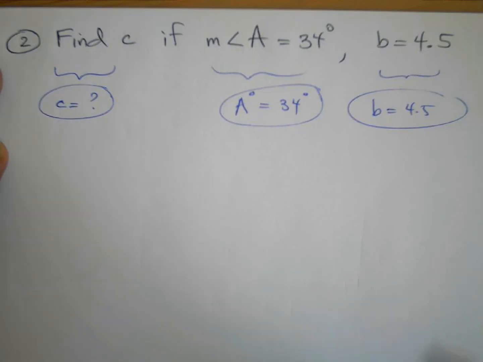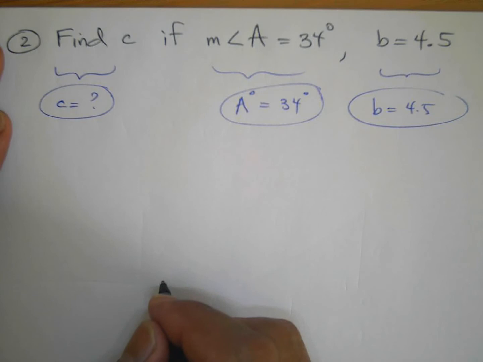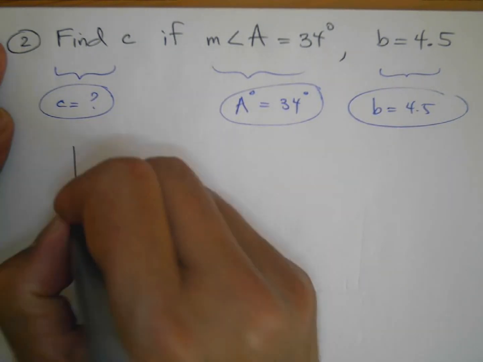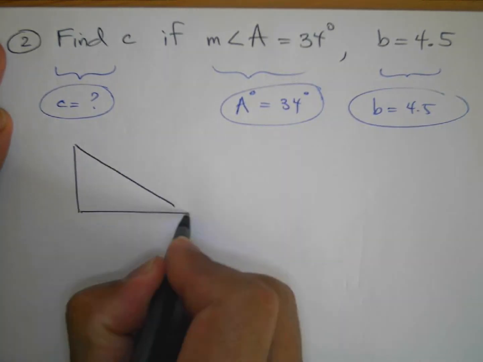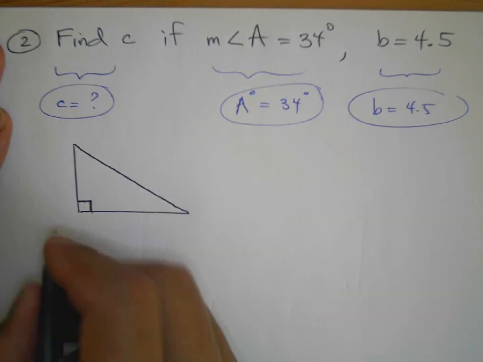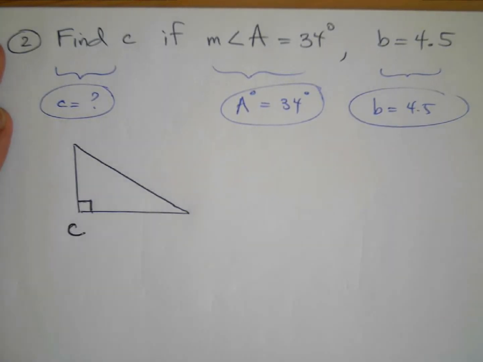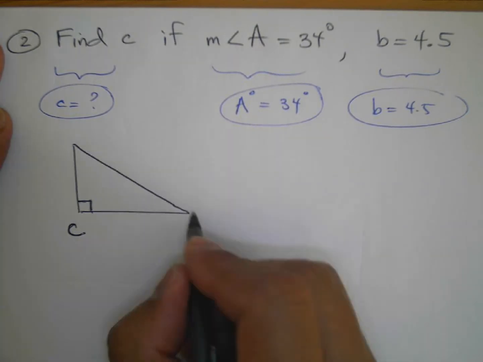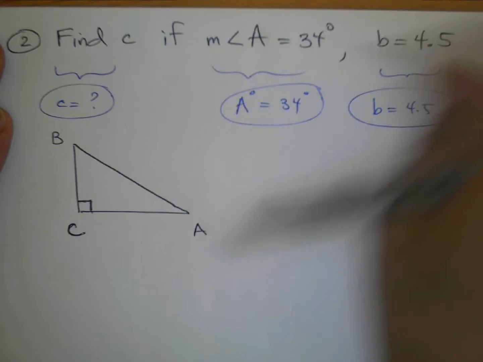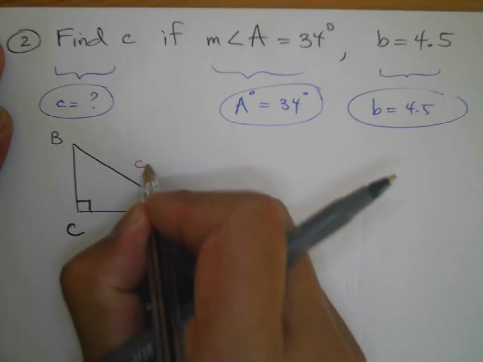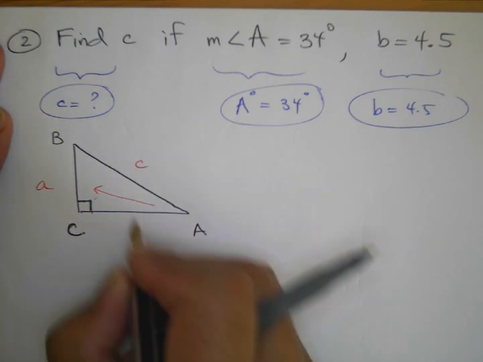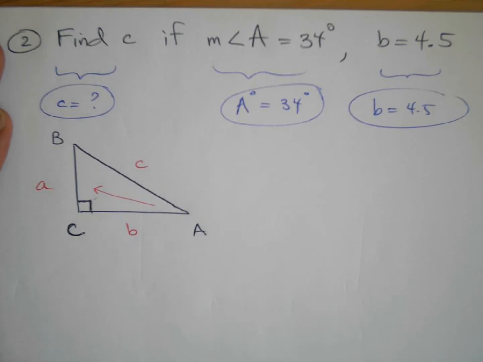Let's start off by drawing our triangle here. Let's see, what if I draw it this other way, just to mix it up? What if somebody draws it this way? It doesn't matter. Again, C is your right angle, A, B. And then this would be side C across from there. Across from A would be side A. Across from B would be side B.